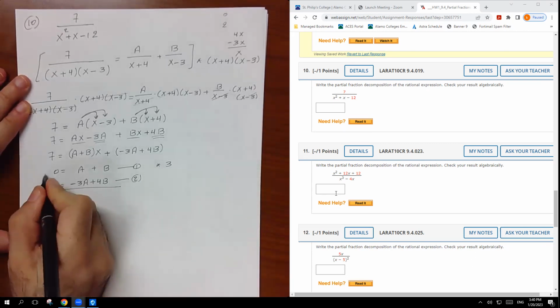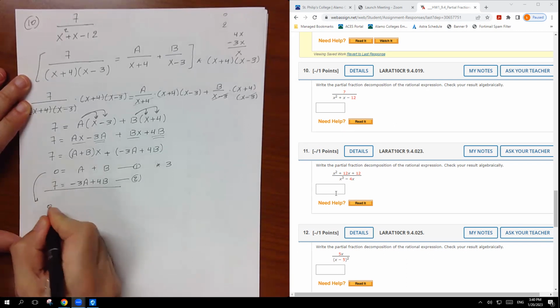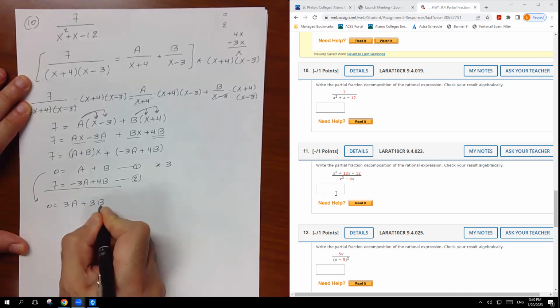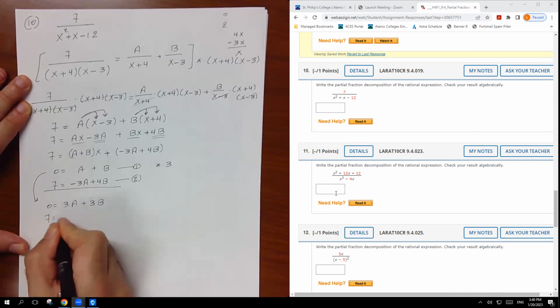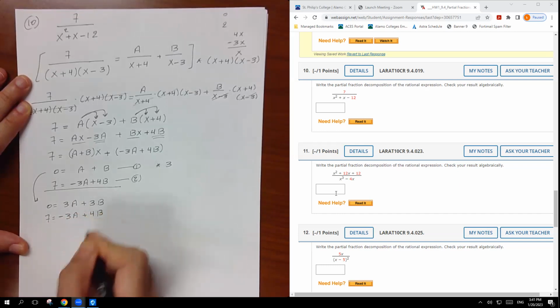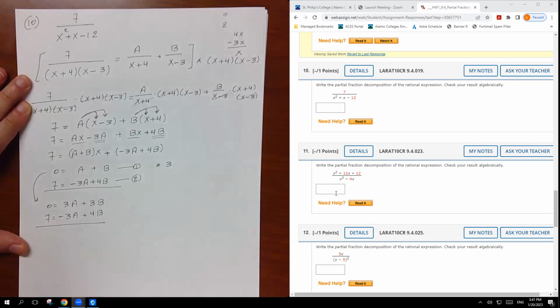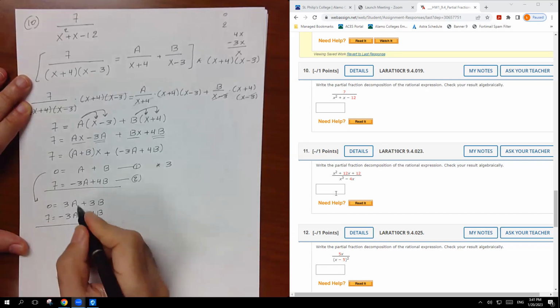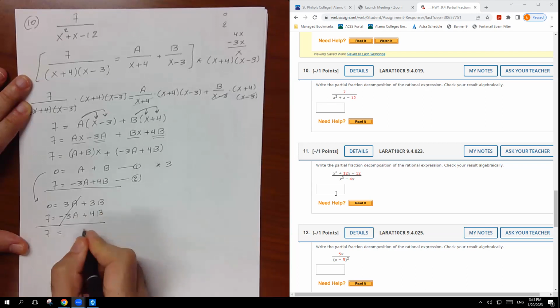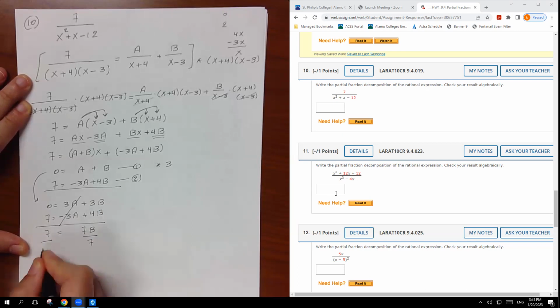So the first equation is going to be 0 equals 3A plus 3B. And the second one is 7 equals negative 3A plus 4B. Now add these together, 3A plus negative 3A, this is cancelled. 0 plus 7 is going to be 7, equal to 3 plus 4, which is 7B. Now divide both sides by 7. That means B is going to be equal to 1.